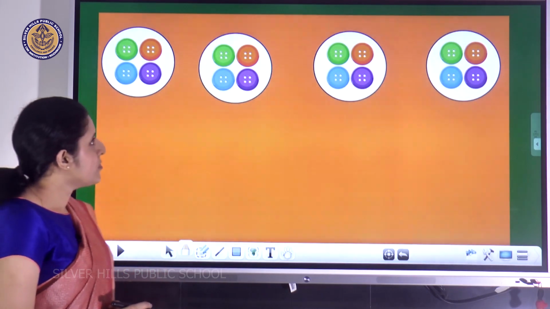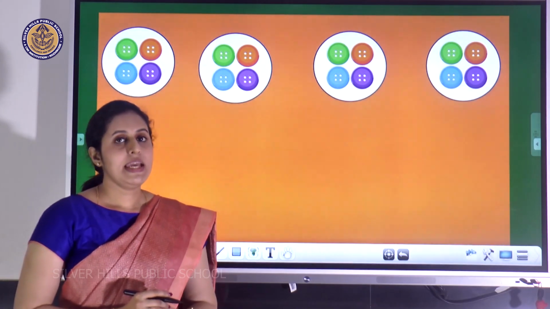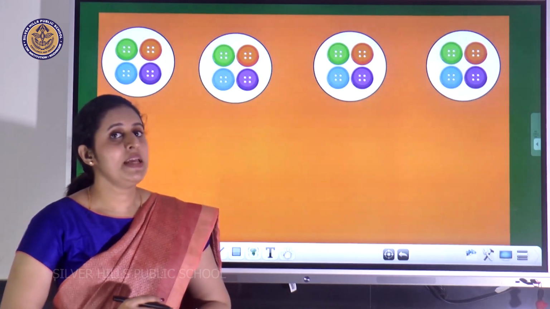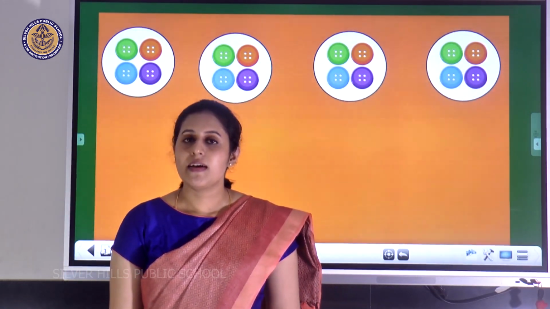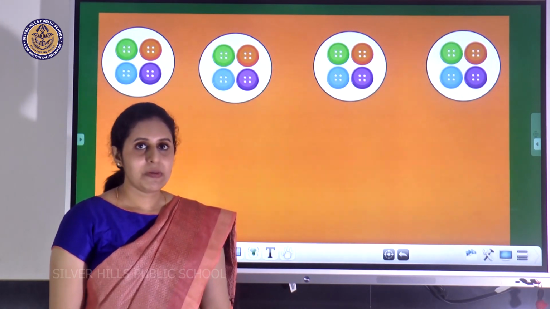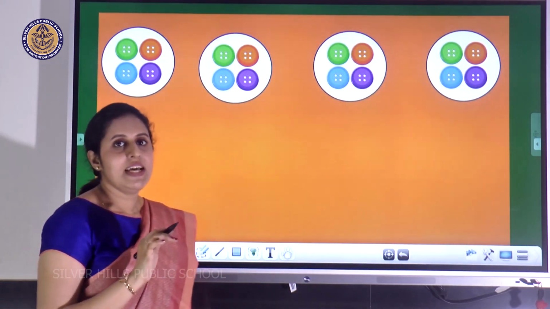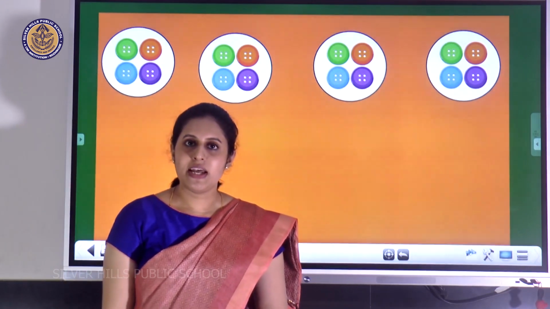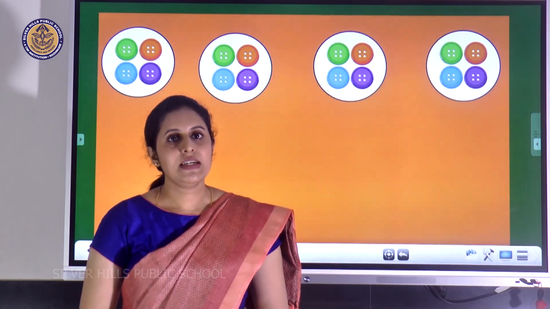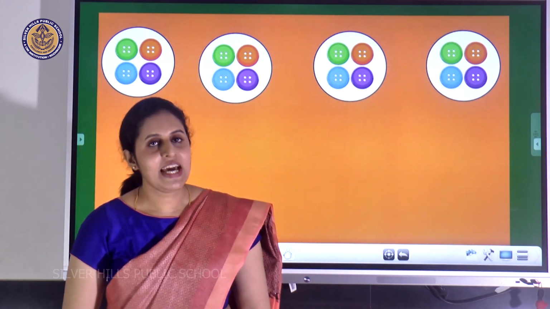Now, here also the problem goes like this. How many buttons are there all together? The first thought that will come to your mind will be to count them one by one, like 1, 2, 3, 4, 5, 6, but that is not what we are going to do here now. We are going to use the new method which you learned just now, that is the method of multiplication, and going to find the answer.